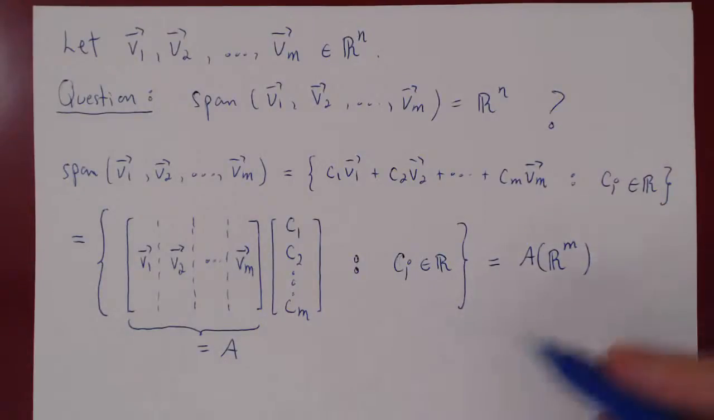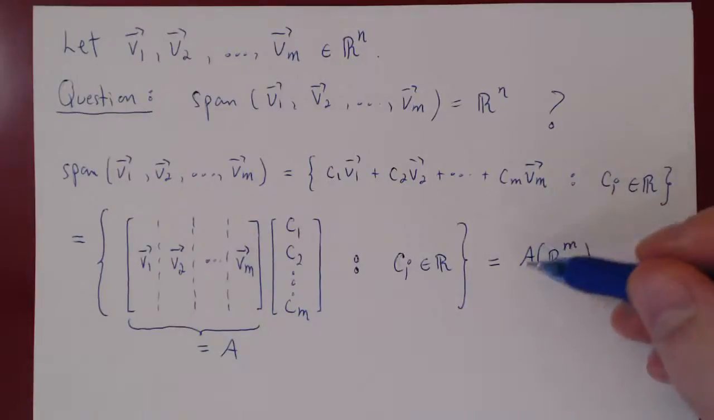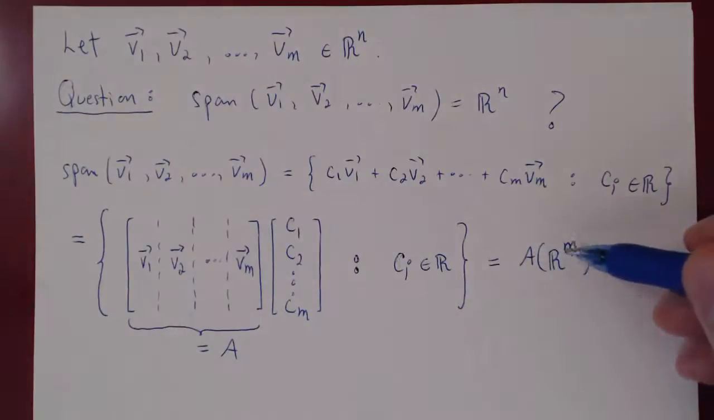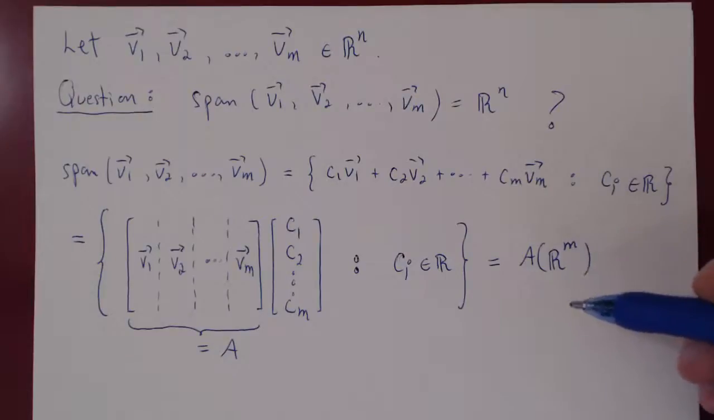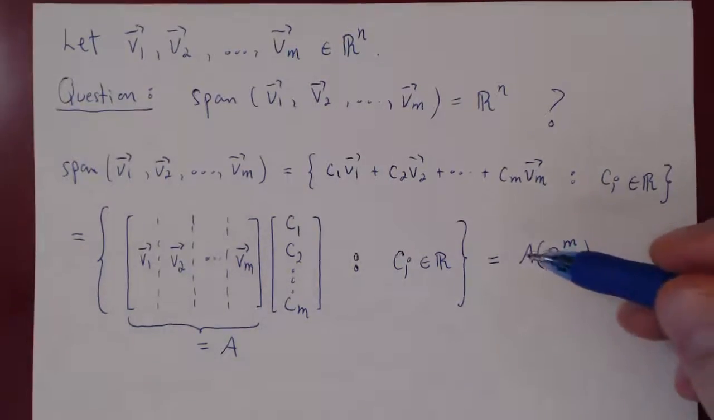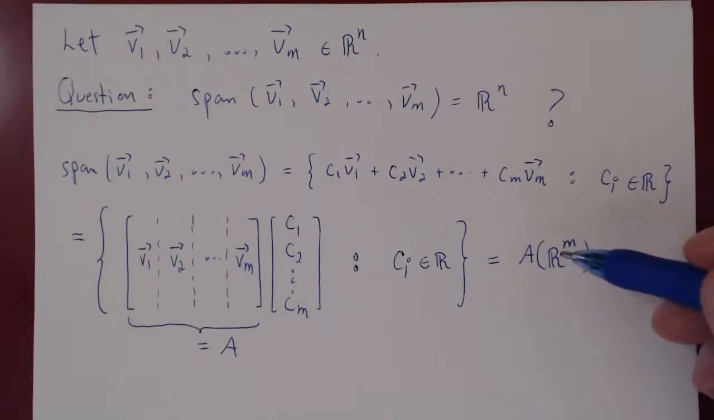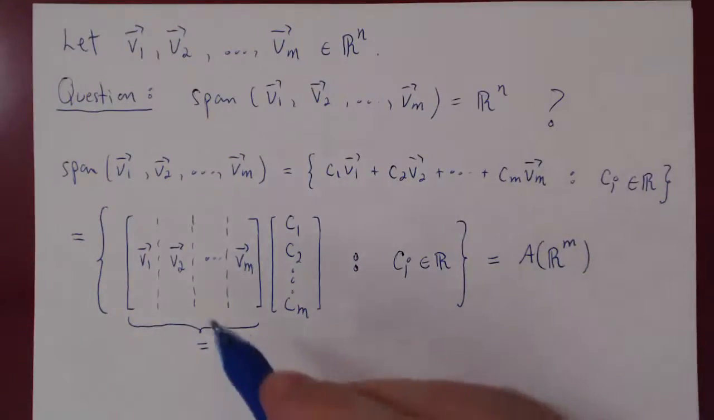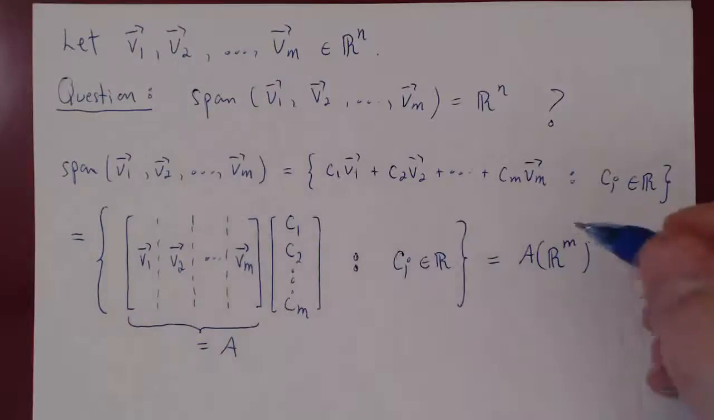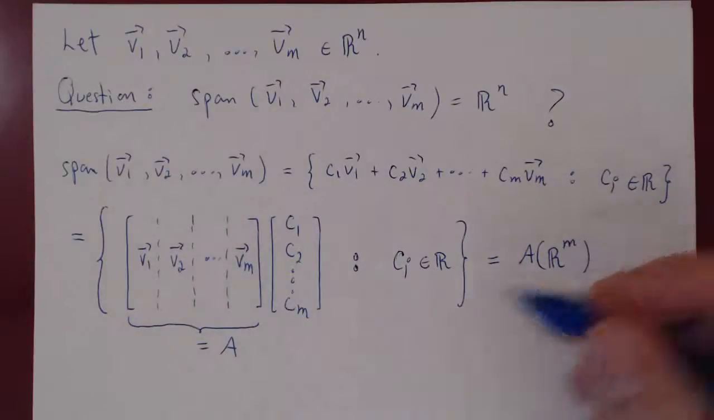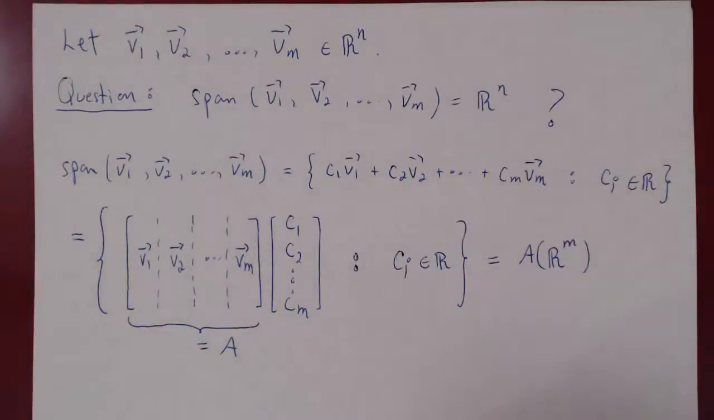And this is how we write it. So when you write a matrix times a set, because Rm is the set of all column matrices with m components, when you write a matrix times a set of objects, what you mean is the set where every object in the set is the matrix times every possible element of this set.